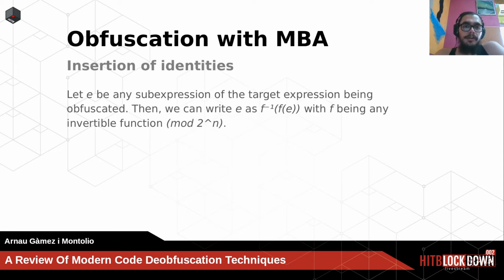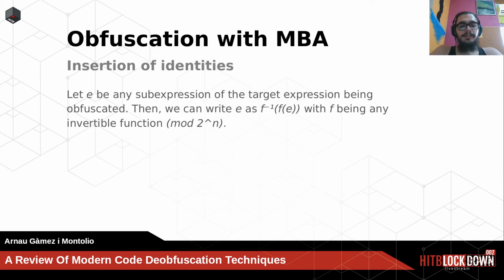Then another common technique for obfuscating with mixed Boolean arithmetic expressions is what is known as the insertion of identities, when we compose two different functions that are inverse modulo 2 to the n, where n is usually 8, 16, 32, or 64.